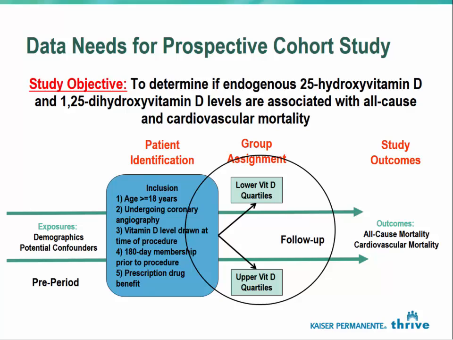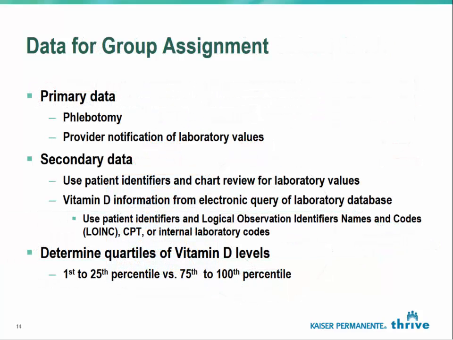So going back to the data needs in our study here, you'll see that the next phase would be the group assignment. We've identified the patients. We found the patients who had the vitamin D. And then we determine what our upper and lower quartiles are. We assign the patients, not physically assign them, but assign them through a backside on the computer side of it. And then we follow them up over time. We wait for our outcomes to occur. So we get the group assignment.